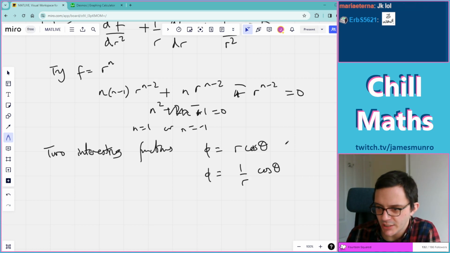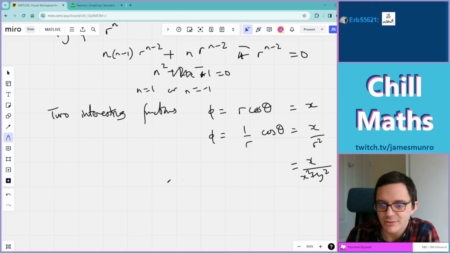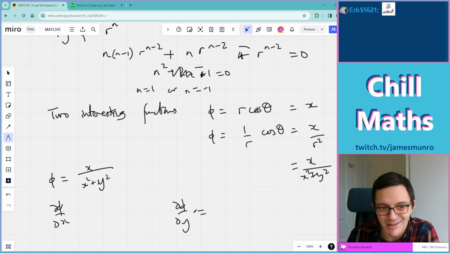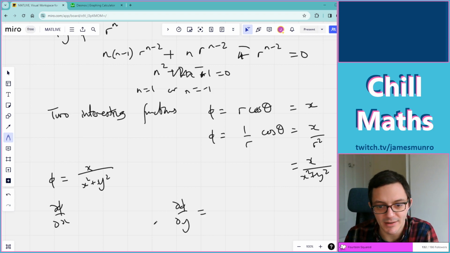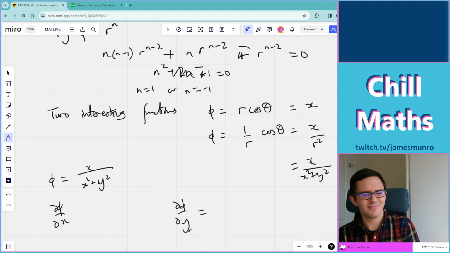Now each one is a little bit tricky, but this is in sort of polar coordinate stuff. That's just x. This is x over r squared, I think. X would be r cos theta, divided by r squared. It better be this. It would be like x over x squared plus y squared. So the challenge is to work out, given phi is x over x squared plus y squared, I would like to divide by dx and divide by dy. I'm trying to set this up so that I can give it to Desmos. And Desmos, I think, can maybe do the partial derivatives. That's a challenge.